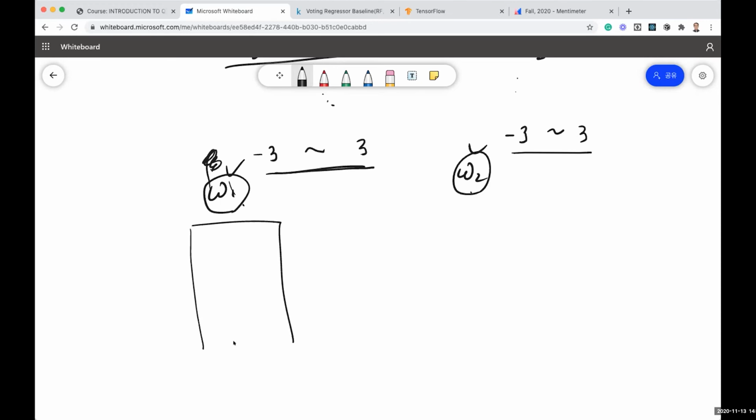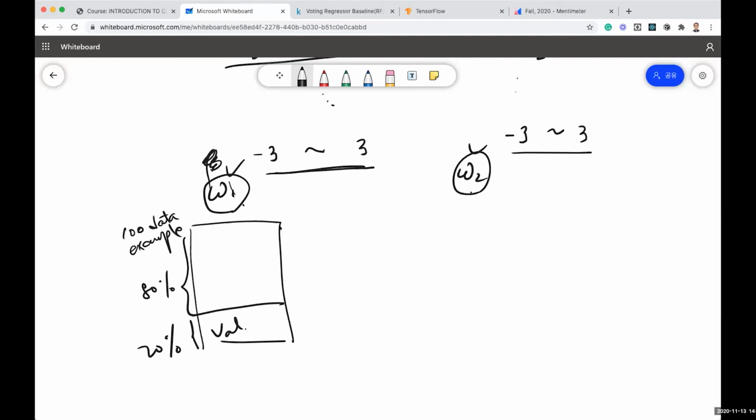We have a data set. And let's say we have 100 data points, or 100 data examples. And then I'm going to split it into 80% will be my train and 20% will be my validation.